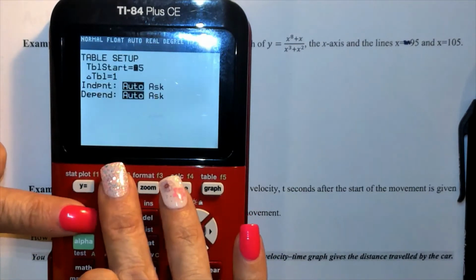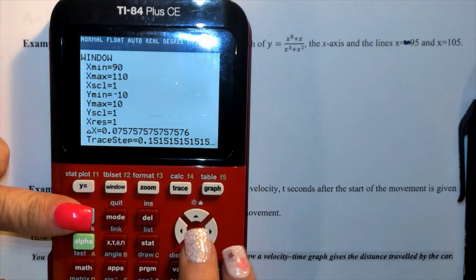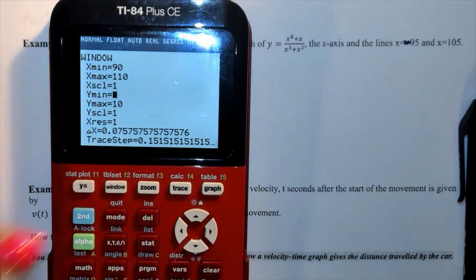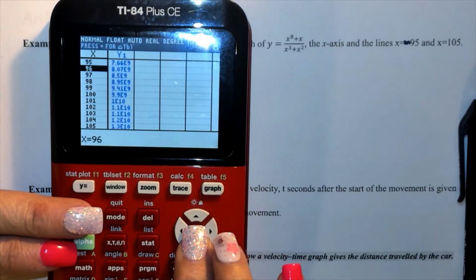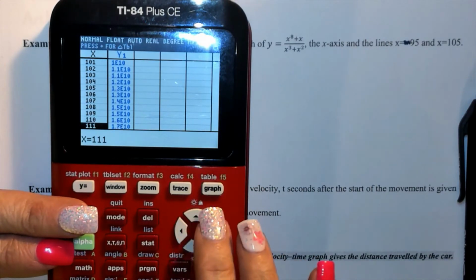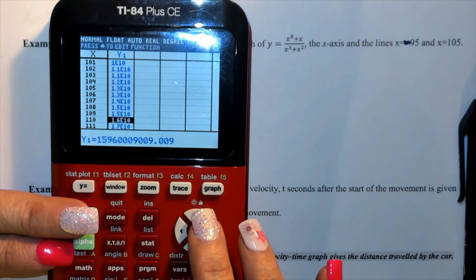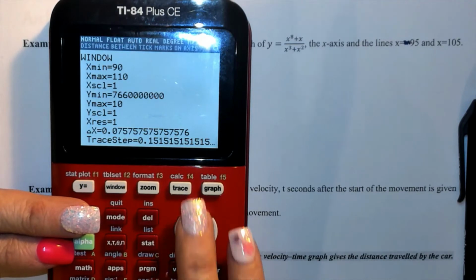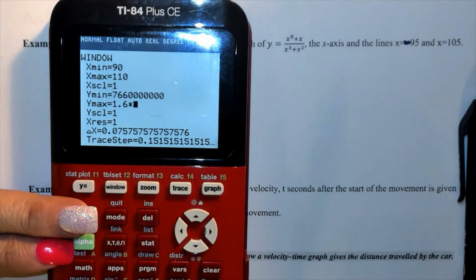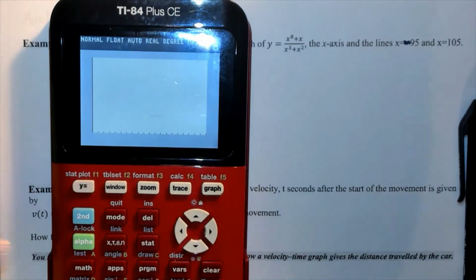So what I'm going to do is go to my window and put in 7.66 times 10 to the 9th power. And for the upper value, I'm going to go second table. I need to go over to like 110. Let's see what it is there. 1.6 times 10 to the 10th power. So in the window I put 1.6 times 10 to the 10th. I can't remember what it was, but I think it was the 10th power. So now let's graph it, and I can see it there.